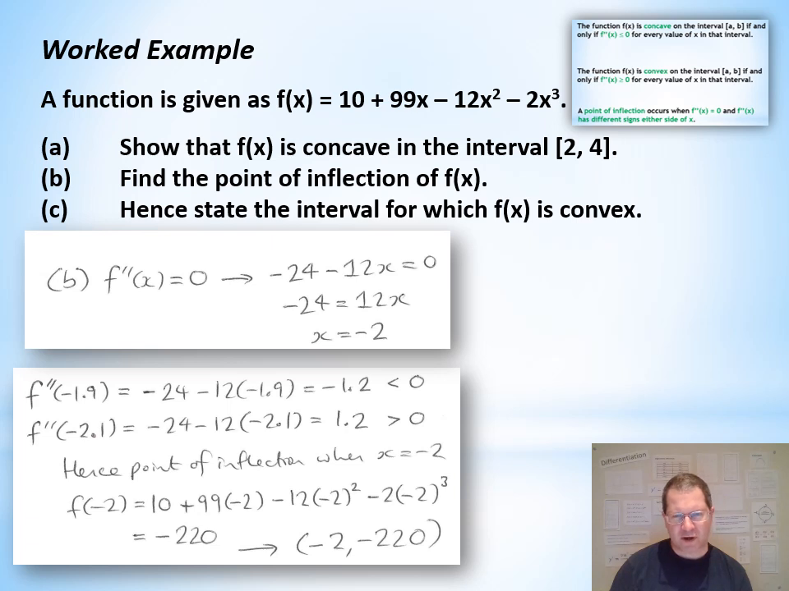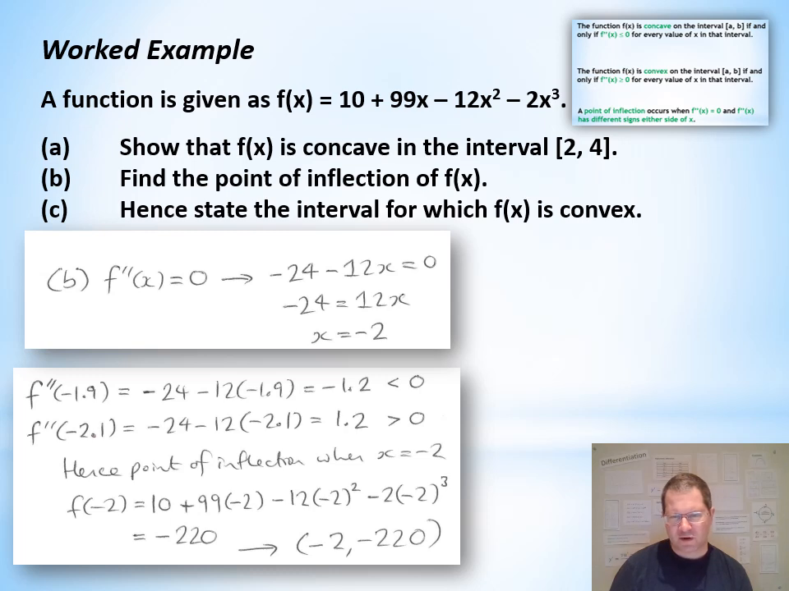And we can work out what y is by going back to the original function. So 10 plus 99 times negative 2, take away 12 times negative 2 squared, take away 2 times negative 2 cubed, gives us negative 220. So the point of inflection is at (negative 2, negative 220).